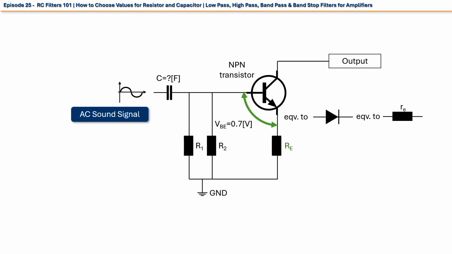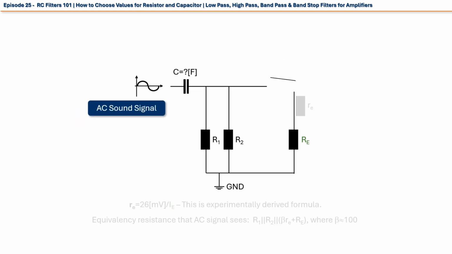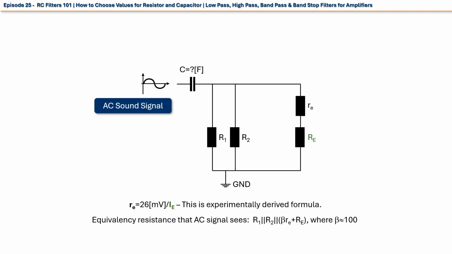To distinguish these two resistors, the current limiting resistor is marked with a capital R, and the internal base emitter equivalency resistor is marked with a small r. So, finally, this is what our AC signal sees. It sees resistors R1 and R2 in parallel, and all that is paralleled with resistor re and the emitter current limiting resistor with the same name, which are in series.